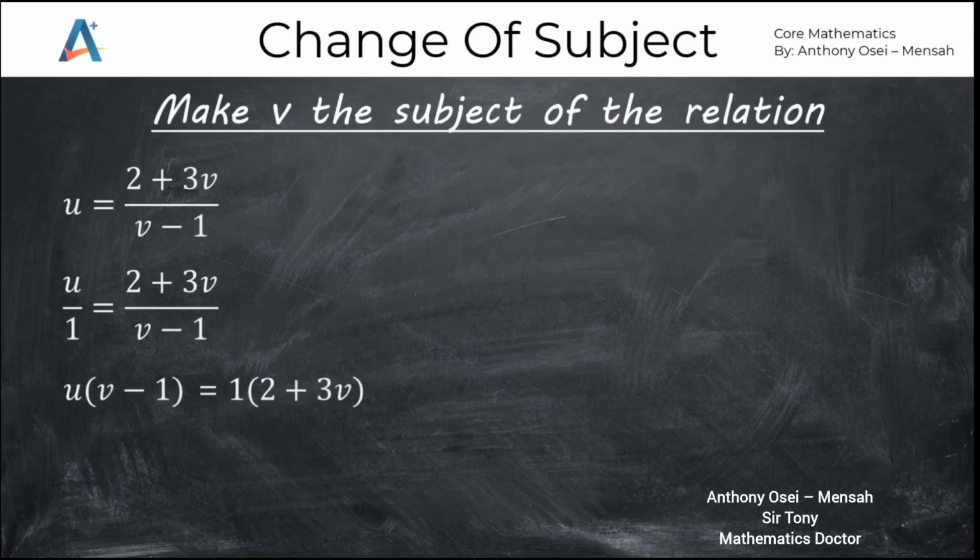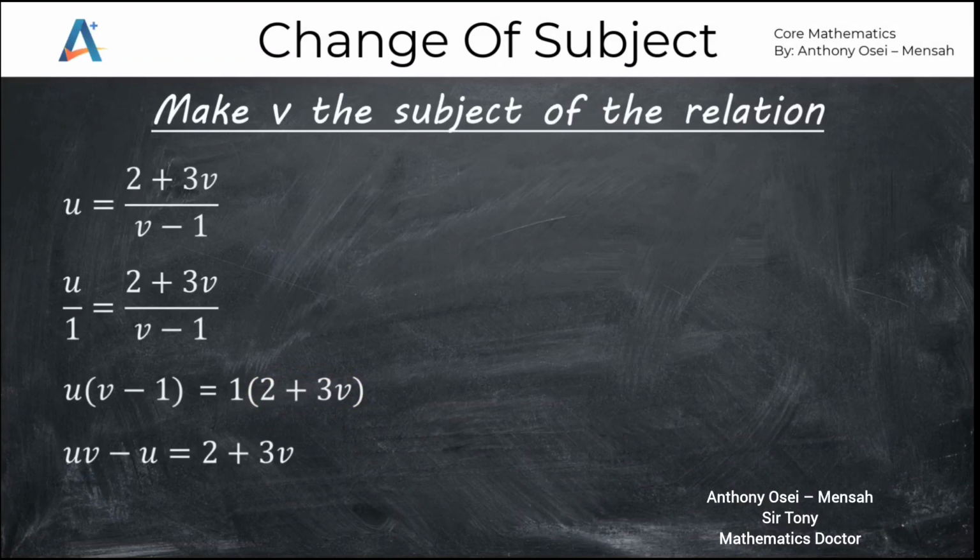You can choose to leave the 1 out because you get the same answer. Let's go ahead and expand. Here, u times v will give us uv. Then u times minus 1 will give us minus u, with our equal sign. So equal to 1 times this will be the same thing, which is 2 plus 3v.